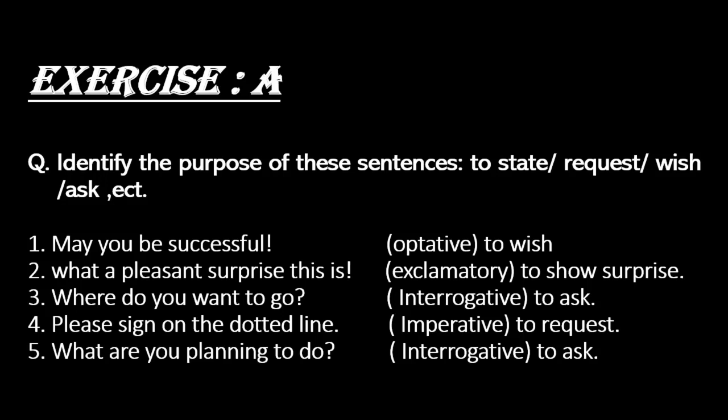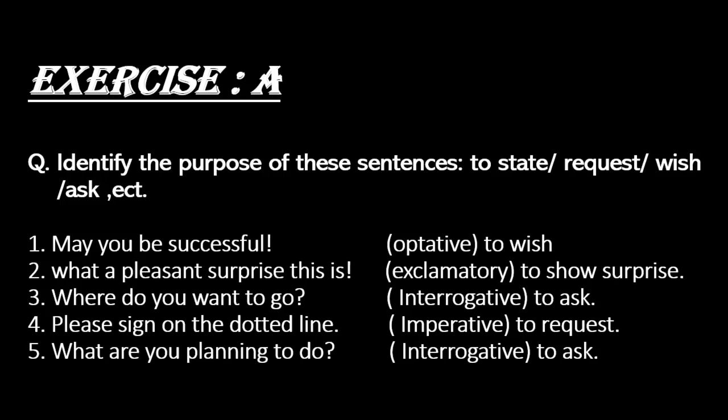First of all, I'm going to tell you what an optative sentence is. An optative sentence expresses a wish or a prayer. Your first sentence is, may you be successful. This is an optative sentence. I told you that an optative sentence expresses a wish or a prayer. So this sentence is optative. Now our second sentence is, what a pleasant surprise this is. Exclamatory, to show surprise, because we are showing our strong feelings. That's why this sentence is an exclamatory sentence.